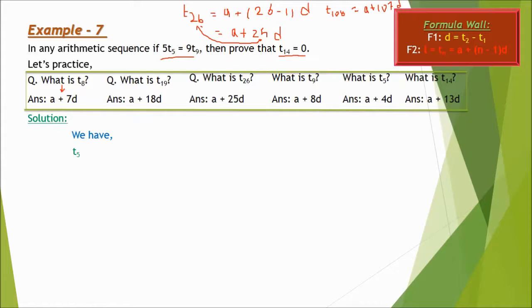Now we can directly write T5 equal to a plus 4d. See, T5 is equal to a plus 4d, and we can write T9 equal to a plus 8d. As we have T5 here and as we have T9 here, we can write those values directly. T5 as a plus 4d and T9 as a plus 8d. According to the question, 5 T5 equal to 9 T9.